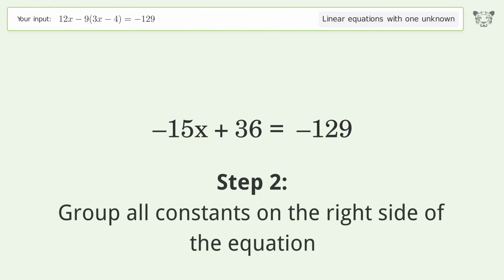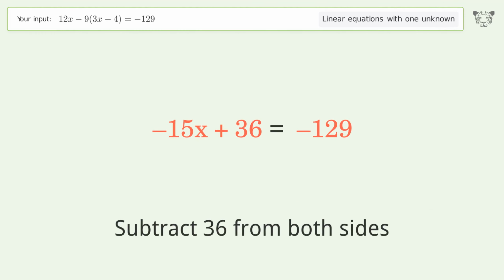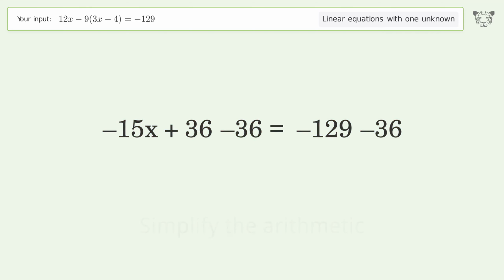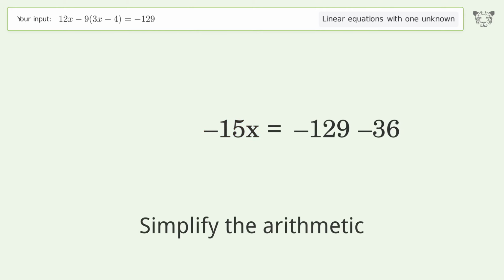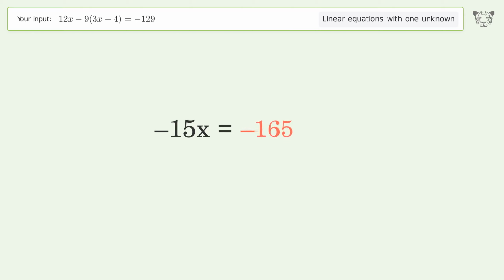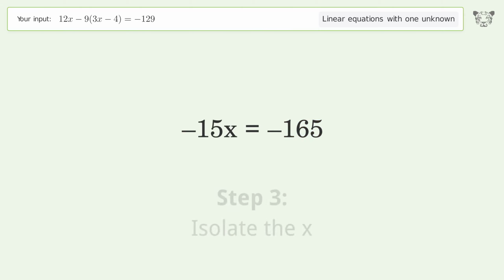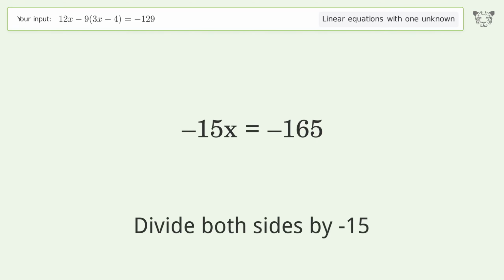Group all constants on the right side of the equation. Subtract 36 from both sides. Simplify the arithmetic. Isolate the x. Divide both sides by -15.